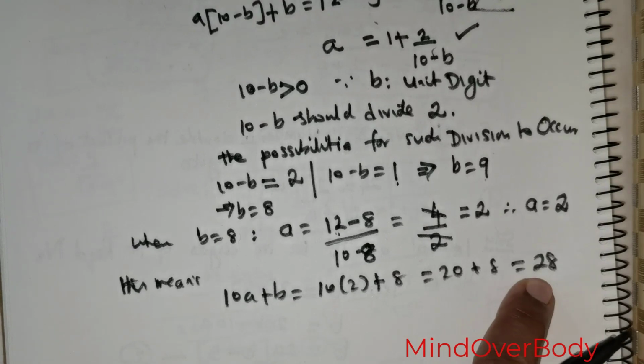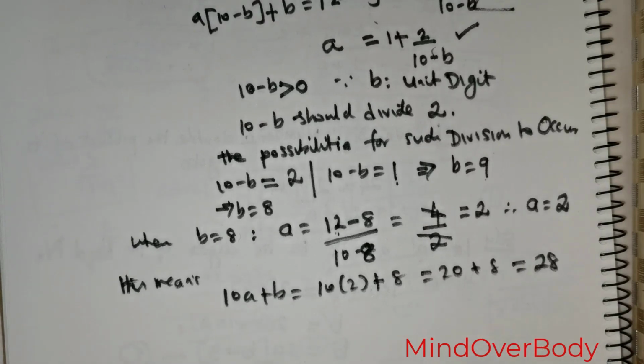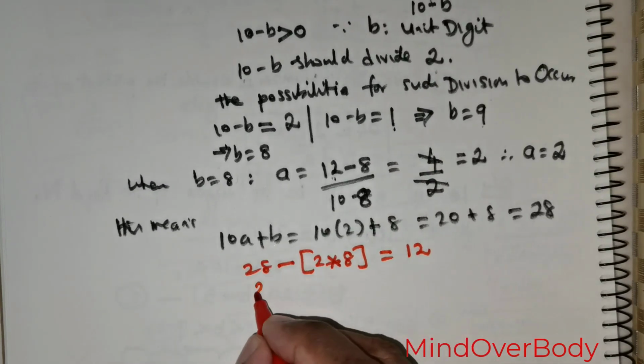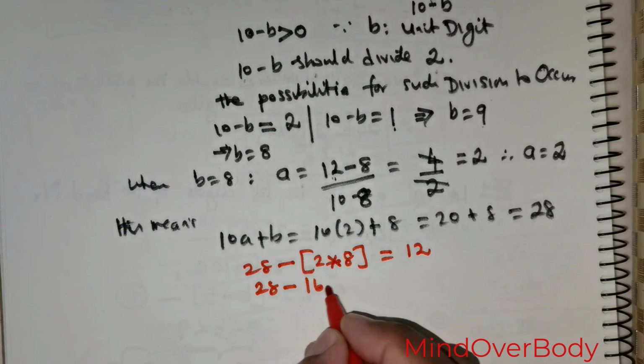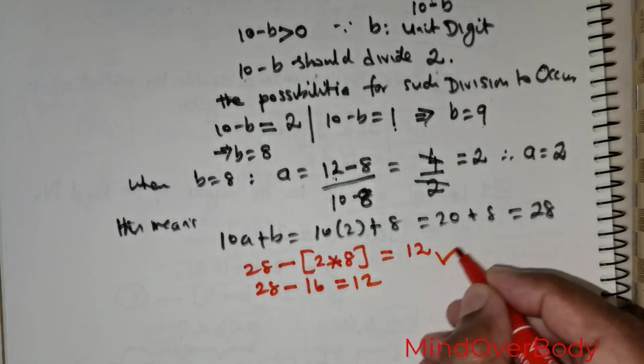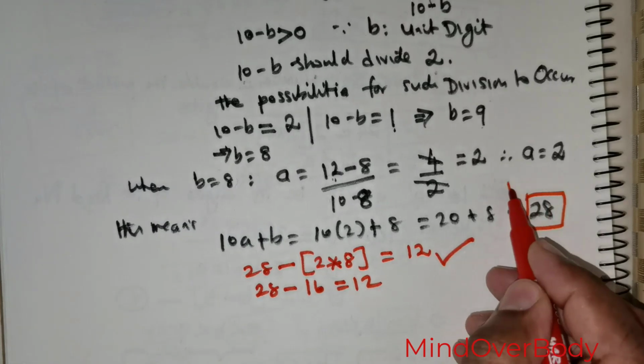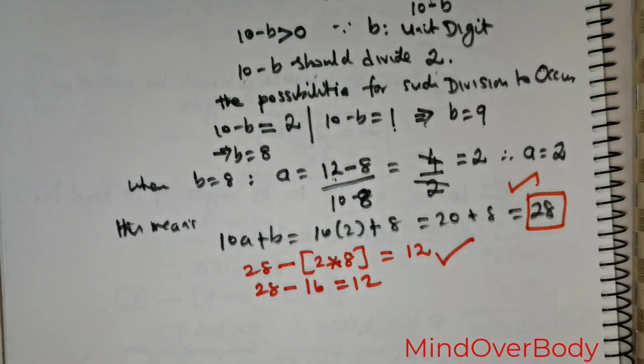So is this really the number? Let's check it out. 28 minus 2 times 8 should be equal to 12. So this is 28 minus 8 times 2, which is 16, and that is indeed equal to 12. That's fine. So this is the solution, one of the solutions.